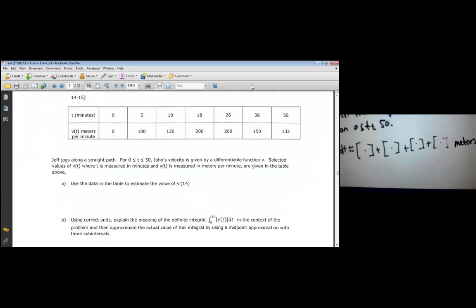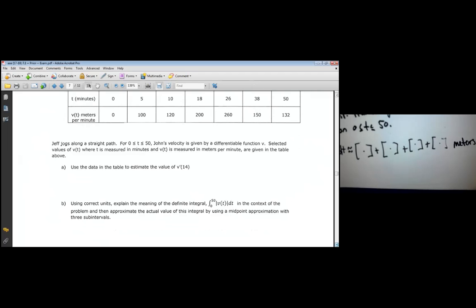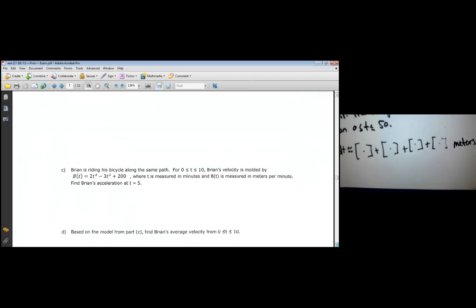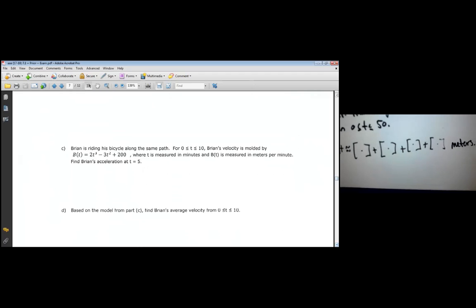Anything else, guys? Anybody get an actual answer for this one? For part B? If not, that's fine. All right, heading to part C.